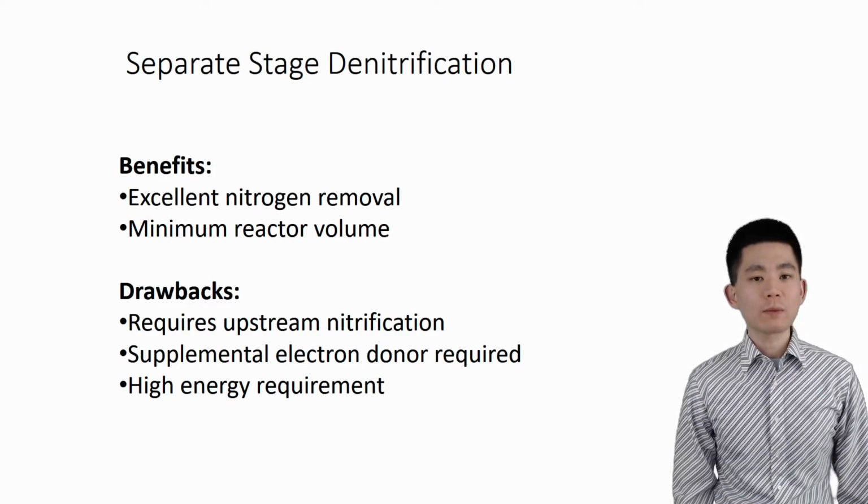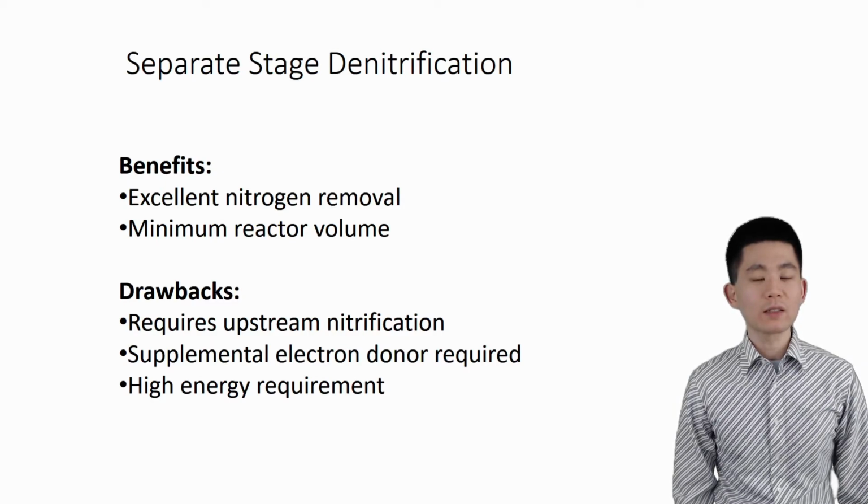But there has been some study trying to divert the acetate produced during the acid phase of an anaerobic digester as the carbon source.